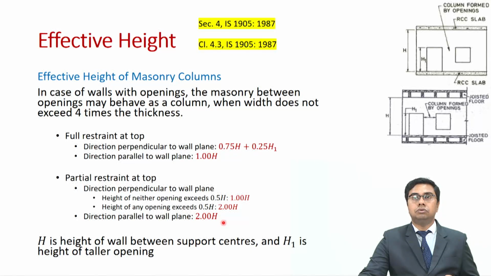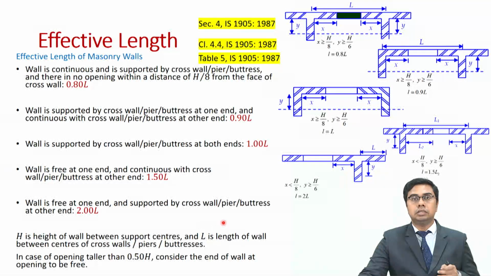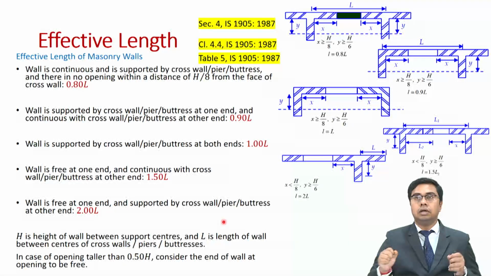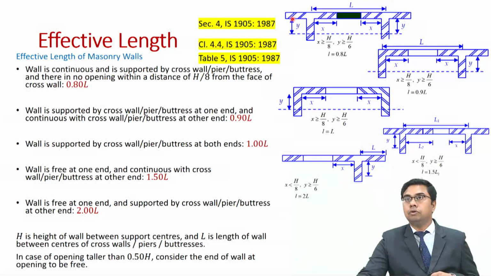Now, once we have understood the effective height of masonry walls and columns, let us try to understand the effective length of masonry walls. How do you obtain the effective length of a masonry wall? Again, it depends on the boundary conditions. Here we have shown a few different figures obtained from the commentary of IS 1905, drafted by Professor Durgesh C. Rai, and we can see that different boundary conditions lead to different effective lengths of masonry wall.